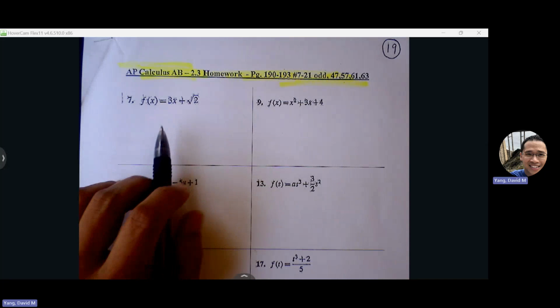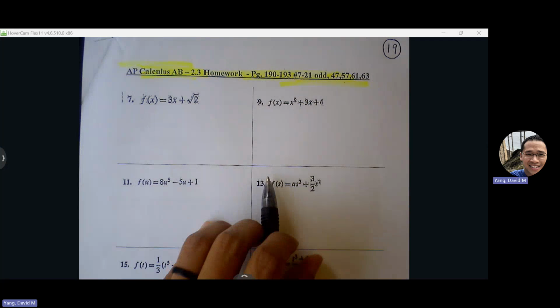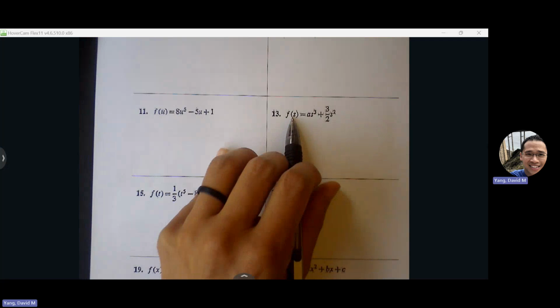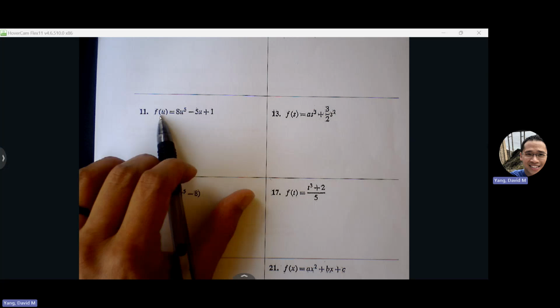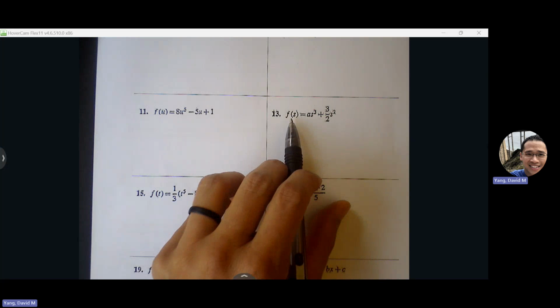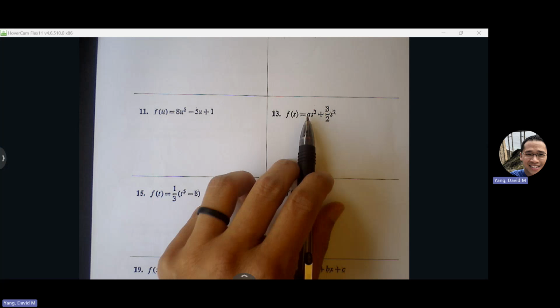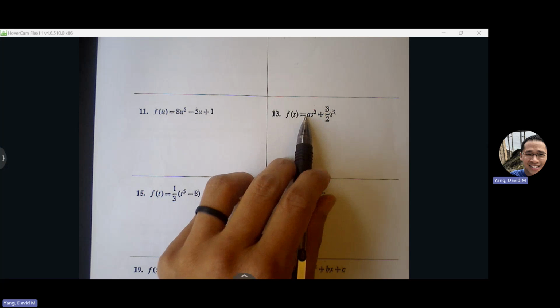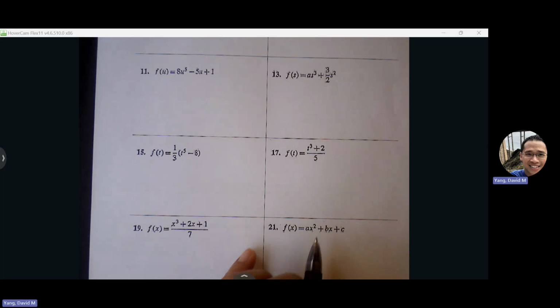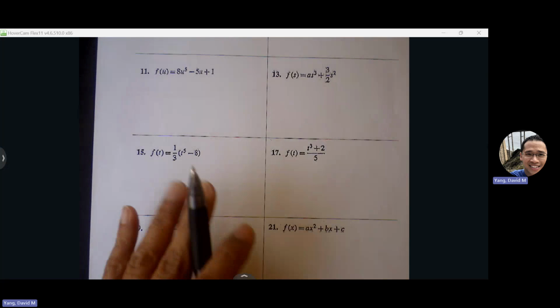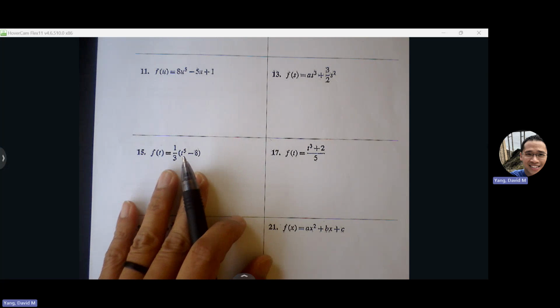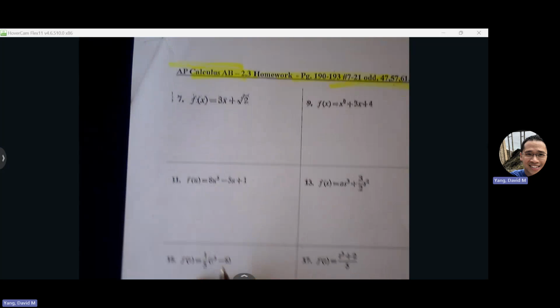Sometimes you may see other variables, but they're going to indicate what variable is the independent variable. In this case, for number 11, U is the independent variable. For 13, S is the independent variable. But if you see anything that is not indicated as a variable, like A or B or C, those are just constants. Those are just unknown numbers. So you'll treat A, B, and C like you would if it was a 5 or 3 or 6.